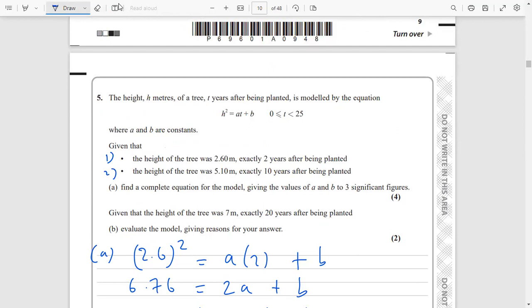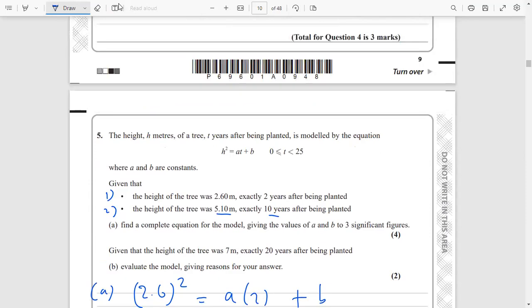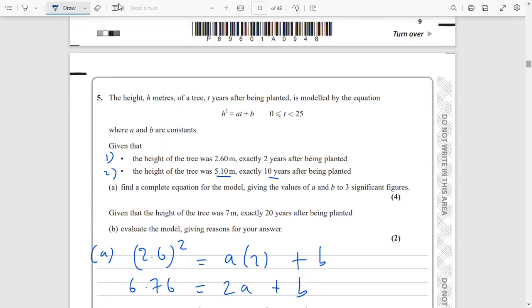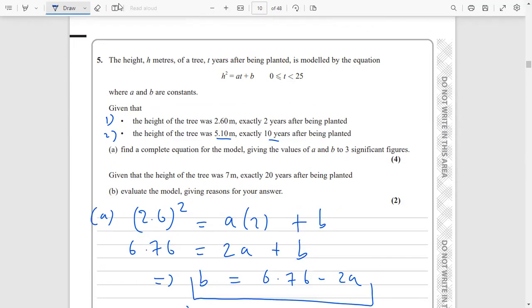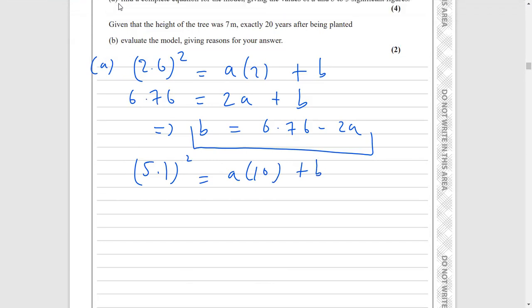So the height of the tree was 5.1 meters 10 years after being planted. So when h is 5.1, using our formula, h squared equals at plus b. So h is going to be 5.1, so square the 5.1 on the left-hand side, and then substitute in t equals 10 on your right-hand side. So a times 10 plus b. That's going to give you 5.1 squared, which is 26.01, and that's equal to 10a plus b. So you get that equation there.